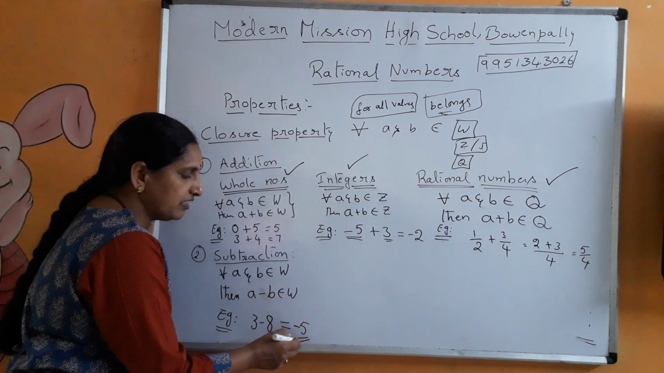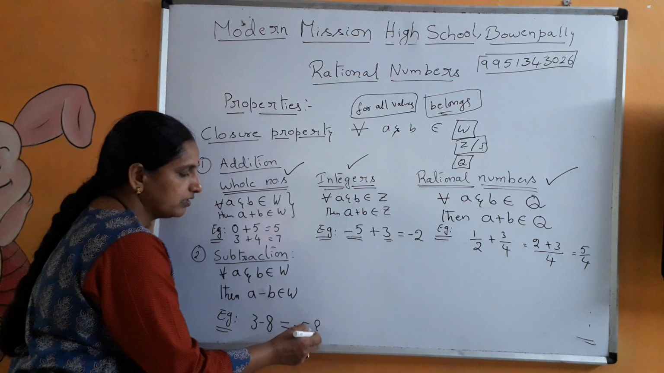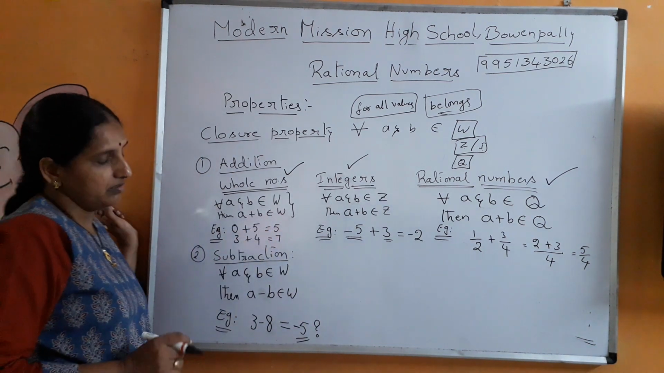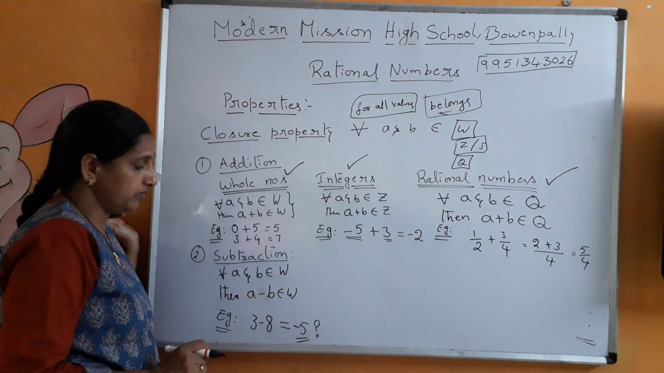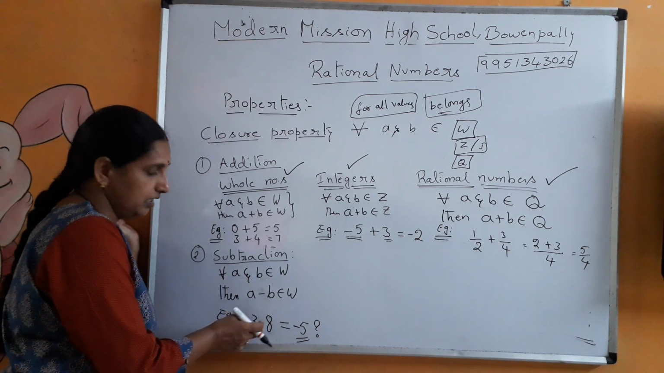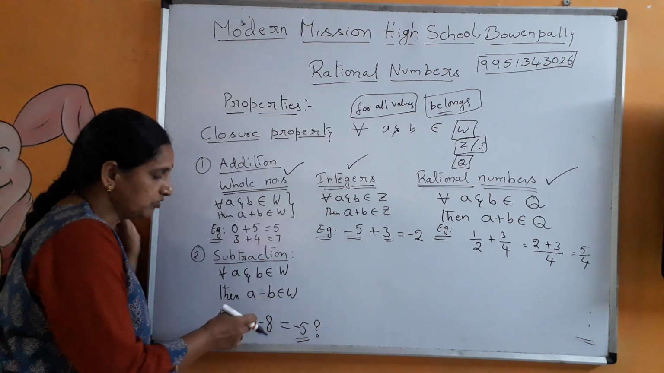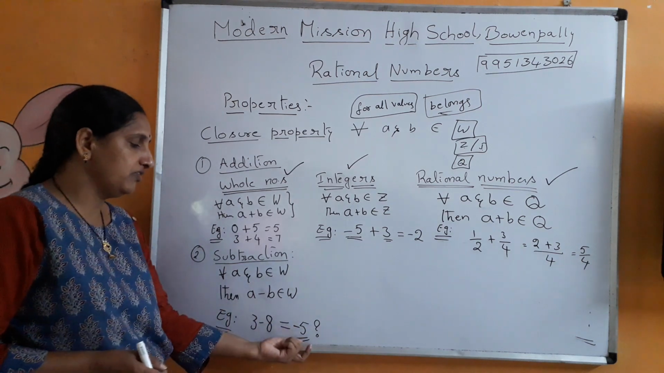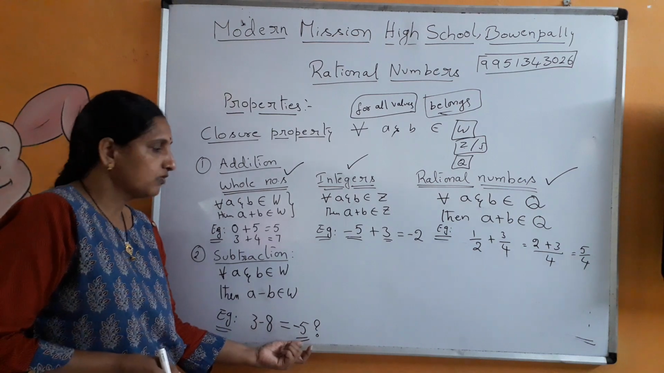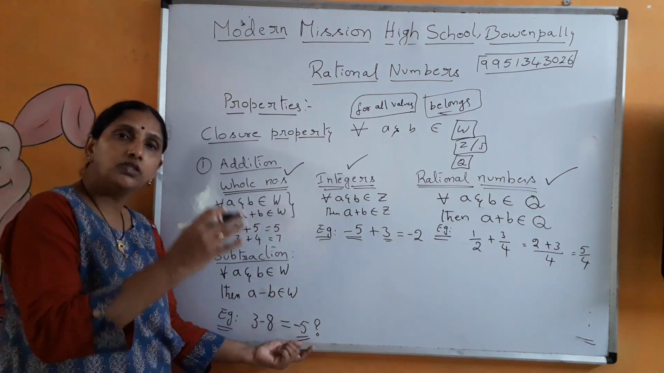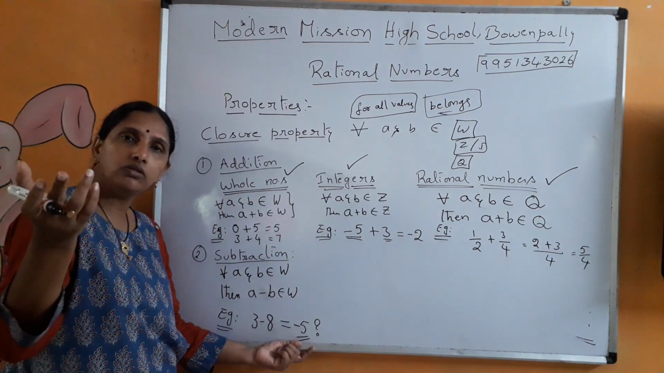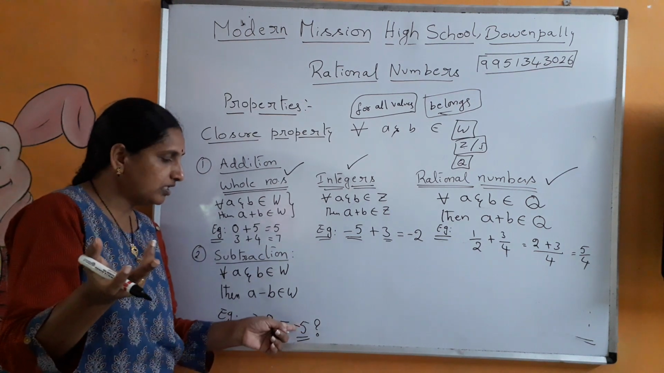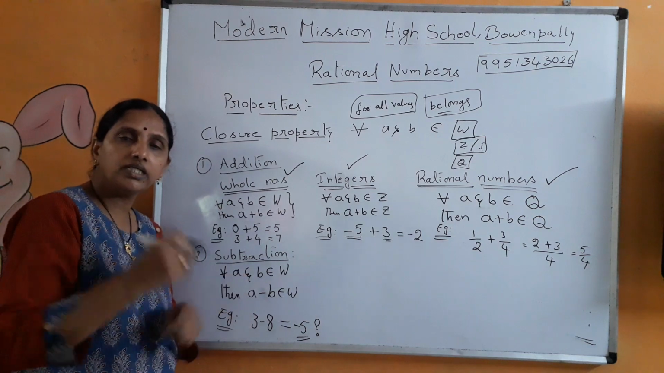Is minus 5 a whole number? The question here is, is minus 5 a whole number? Because 3 is a whole number, 8 is a whole number. Now 3 minus 8 is equal to minus 5. Whole numbers start from 0, 1, 2, 3, and so on. There is no negative number in whole numbers. But we got the result to be negative. So what can we conclude?